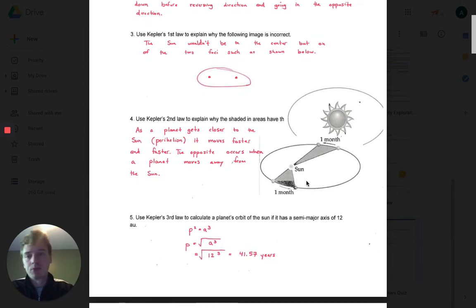Number three, use Kepler's first law to explain why the following image is incorrect. This image down here, the sun wouldn't be in the middle, it would be in one of the two foci, which is Kepler's first law.